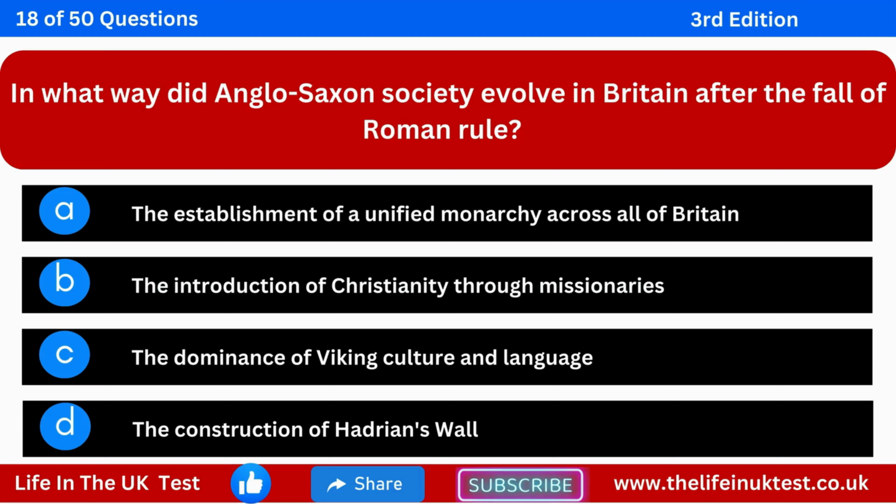In what way did Anglo-Saxon society evolve in Britain after the fall of Roman rule? Option A: the establishment of a unified monarchy across all of Britain. Option B: the introduction of Christianity through missionaries. Option C: the dominance of Viking culture and language. Option D: the construction of Hadrian's Wall.